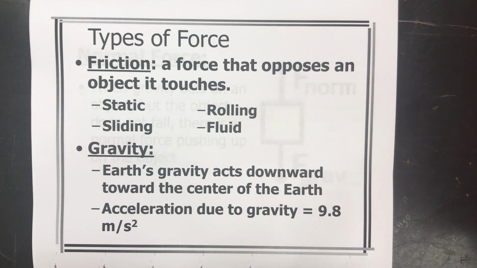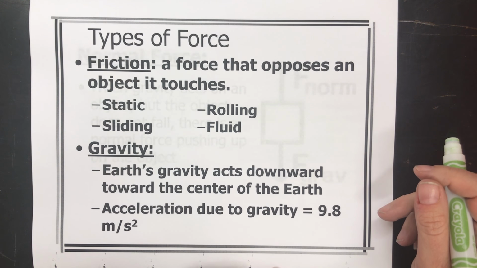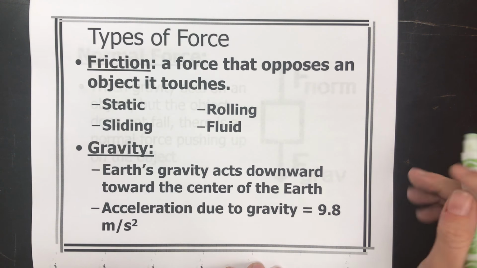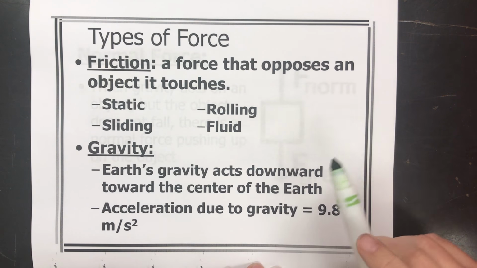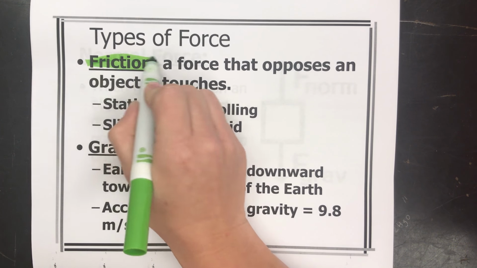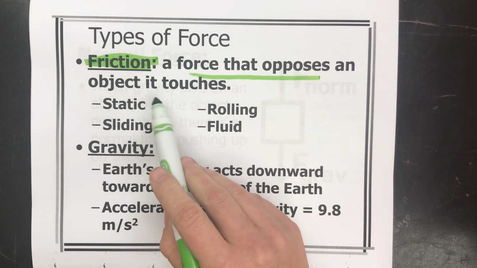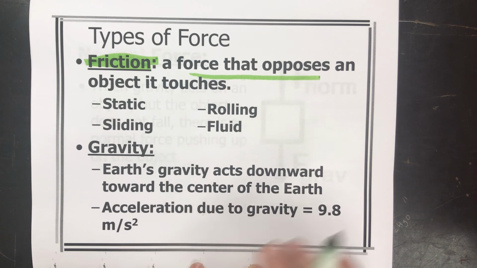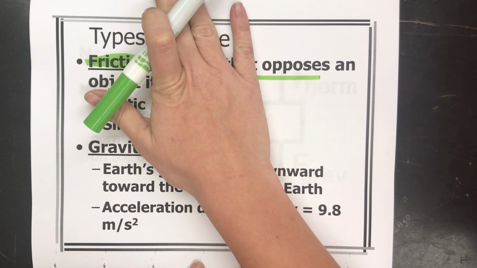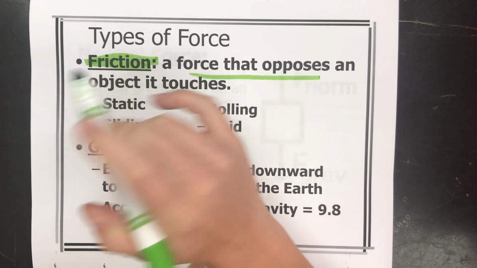There are different types of force. You're going to have to be able to identify different forces in different scenarios given to you. So some of the forces that you need to make sure you know. First one is friction. Friction is a force that opposes an object it touches. So if a car is trying to roll across one direction, friction is going to cause it another.